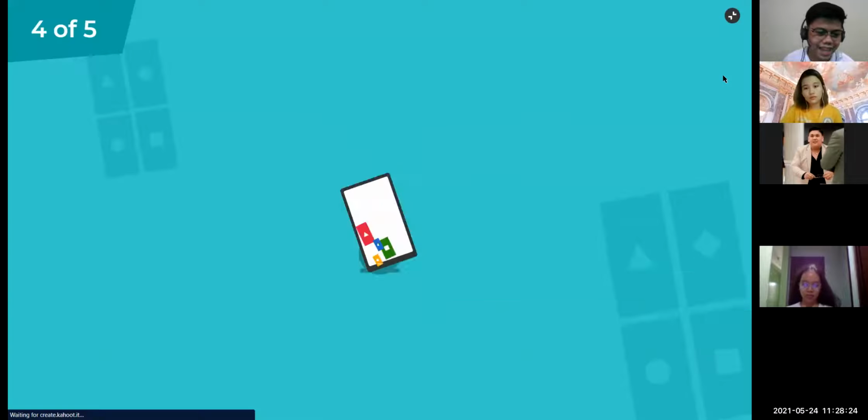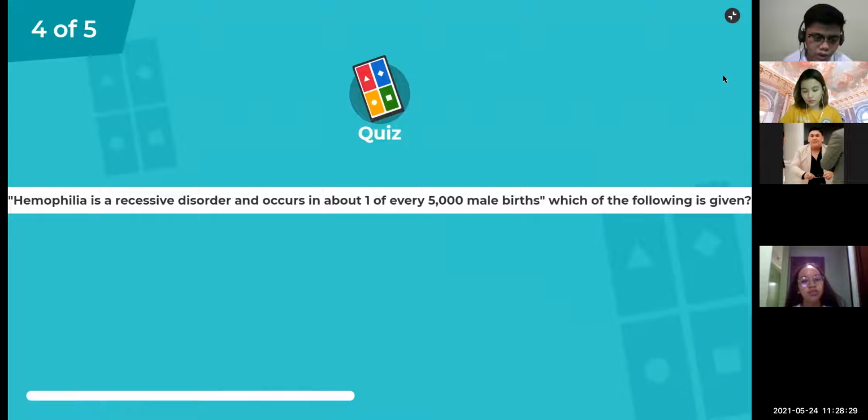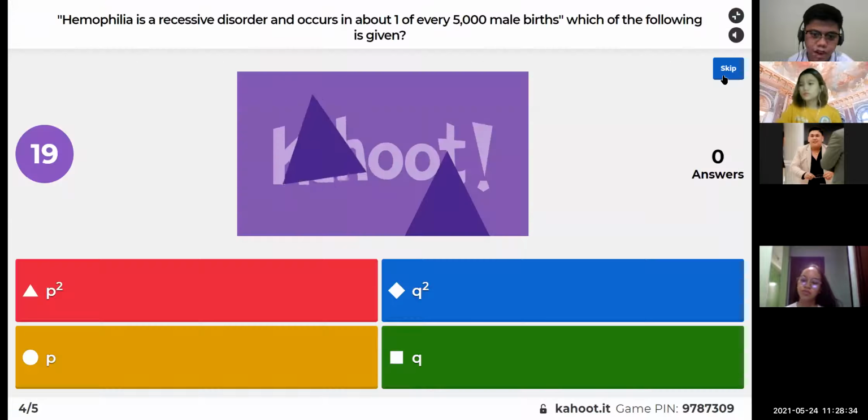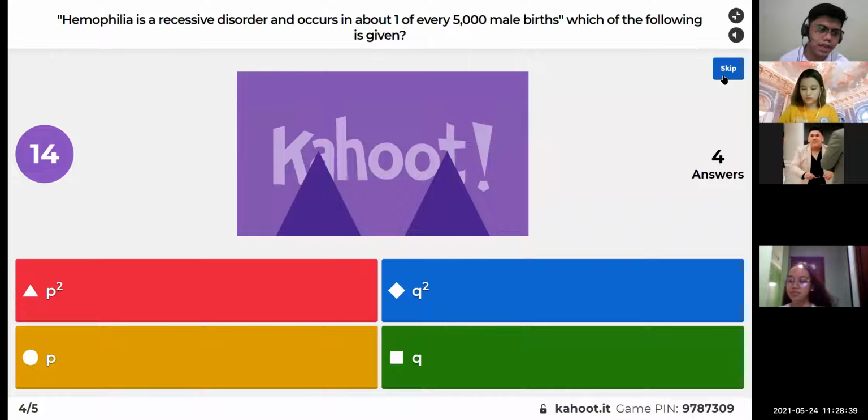Hemophilia is a recessive disorder and occurs in about one of every 5,000 male births. Which of the following is given? P squared, P, Q squared, or Q? So which is given?